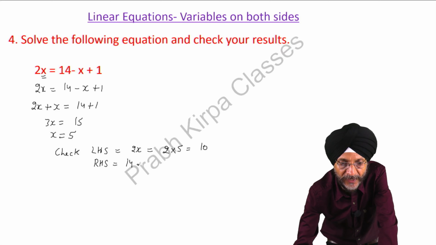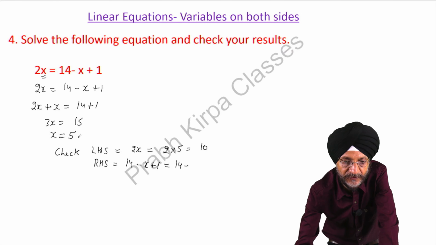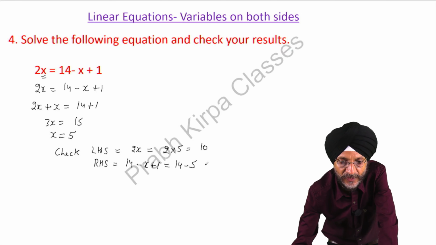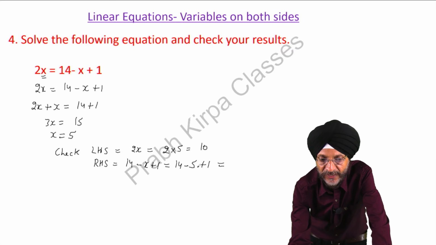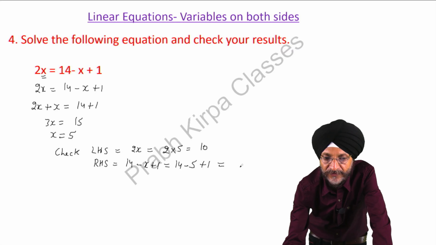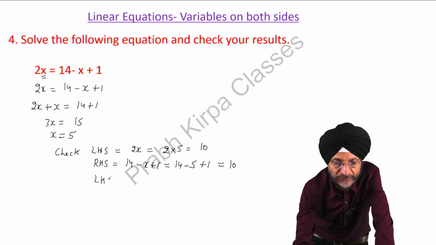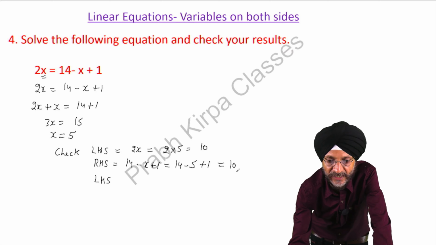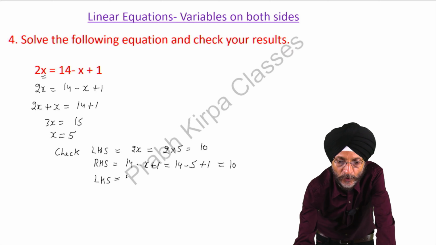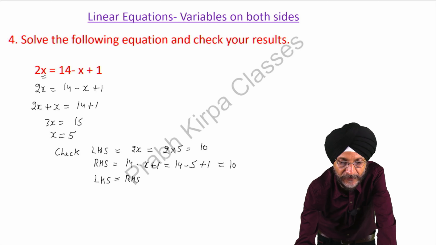14 minus x plus 1. So 14 minus 5 plus 1. It means that 14 plus 1, 15. 15 minus 5, it becomes 10. So left hand side is 10, right hand side 10, left hand side is equal to right hand side. Hence verified.